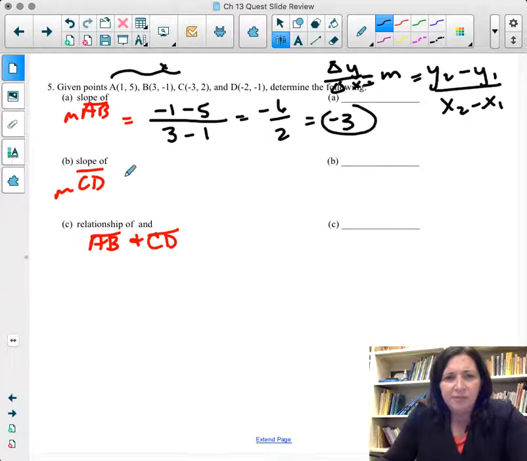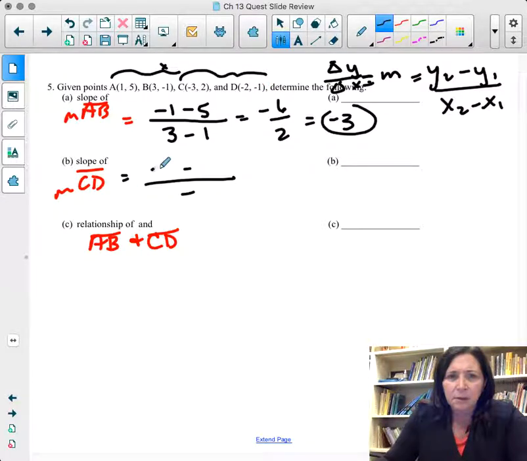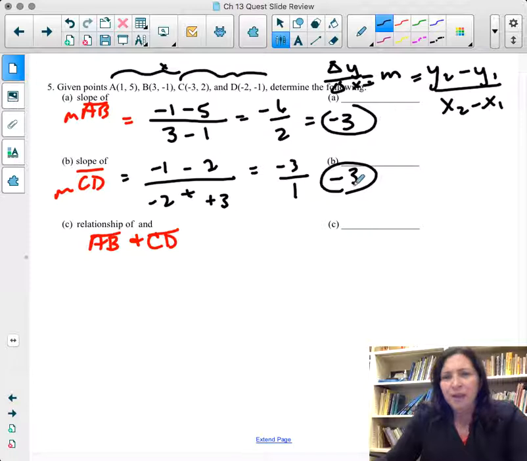Now I'm going to find the slope of CD. All right, so CD are these 2 points here. So again, I'm going to subtract my y's. So I'm going to go -1 minus 2 over -2 minus -3. And so that's going to be -3 over, now the 2 negatives here is the opposite now. Opposite of negative is positive. -2 plus 3 is 1. -3 divided by 1 is -3. So as you can see, both of my slopes are the same. So therefore, if both of my slopes are the same, then the relationship between line segment AB and CD is that they're parallel. Okay.